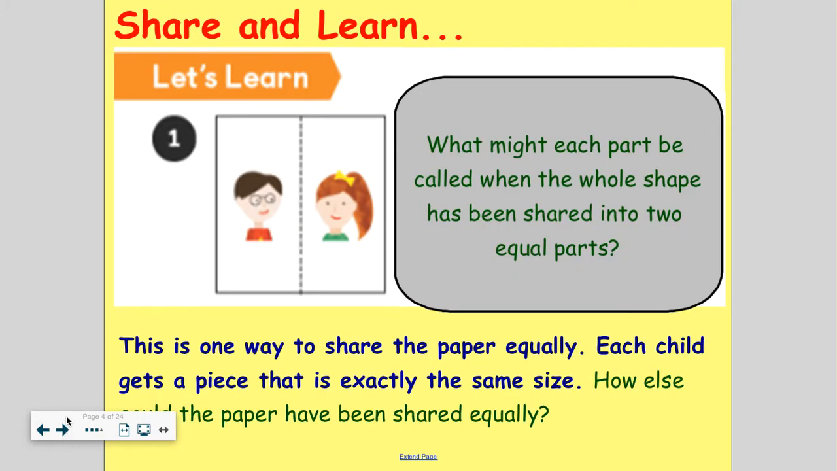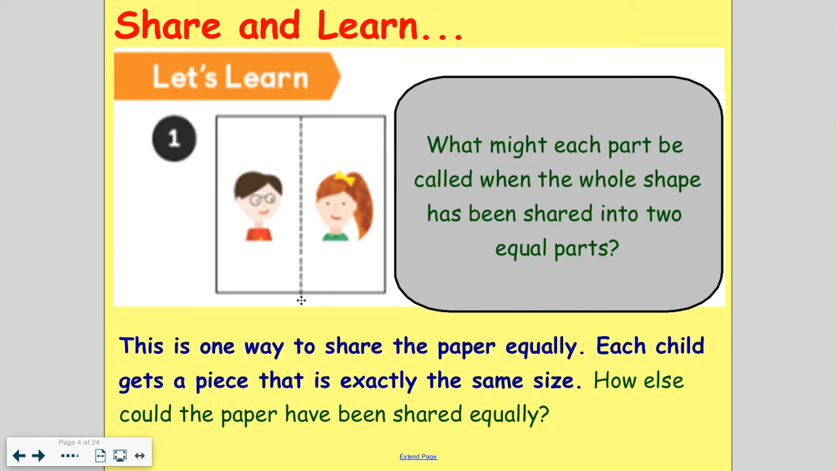Now here is just one way we could have shared the paper equally, by folding the paper straight down the middle. We can see that Charles and Holly both have the same amount of paper. The size of their paper is exactly the same.